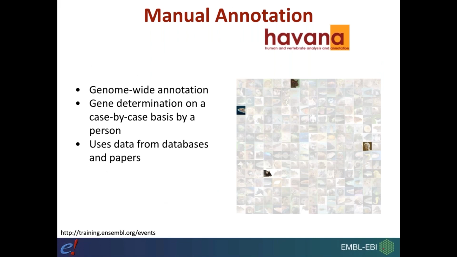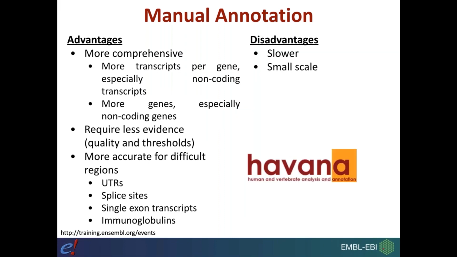Now, the manual annotation is very different. This involves a small team of people who actually look at the underlying raw data and read the literature on specific genes and transcripts, and they then make informed decisions on a case-by-case basis for individual transcripts. They again do this on a genome-wide basis, but there's a lot of work involved there. So obviously the manual annotation is a lot slower than the automatic annotation, and therefore we can only do it on a smaller scale. However, it also has several advantages.